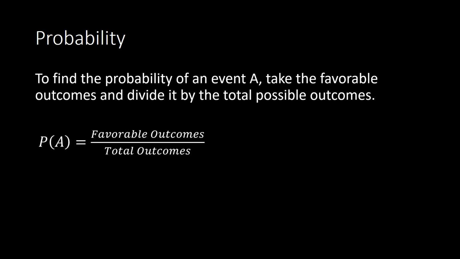So here we can write this mathematically with a P and then parentheses A. P means probability, and then parentheses with the A inside means the probability of event A happening. And we take the favorable outcomes, so what we want to happen, divided by the total outcomes. So I'm going to walk you through 4 different examples on how to find the probability.